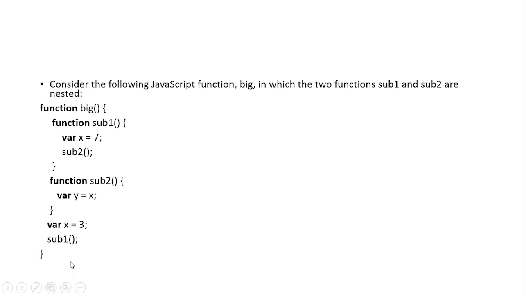The x declared in sub1 is ignored because it is not in the static ancestry of sub2. So sub1 is not an ancestor of sub2 because it starts here and ends here. Sub1 cannot be considered an ancestor of sub2, so whatever is declared inside sub1 will be ignored inside sub2.